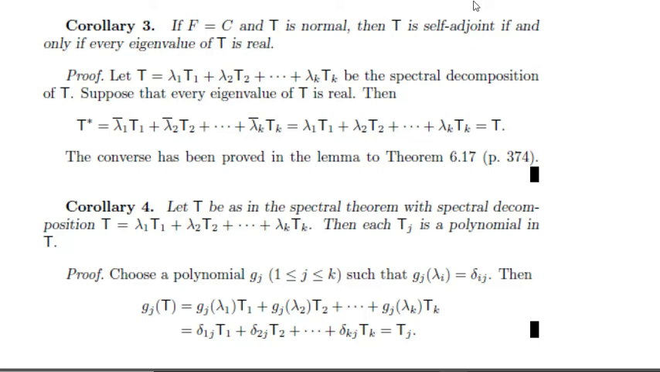Let T be as in the spectral theorem with spectral decomposition T is equal to lambda 1 T1 plus lambda 2 T2 plus lambda k Tk. Then each Tj is a polynomial of T. So choose a polynomial gj such that gj of lambda i is equal to delta ij. Then gj of T is equal to, just put lambda 1, lambda 2, till lambda k, that will be equal to delta ij. Here delta ij is the Kronecker delta, which will be 1 only when i is equal to j. So this will be equal to Tj.